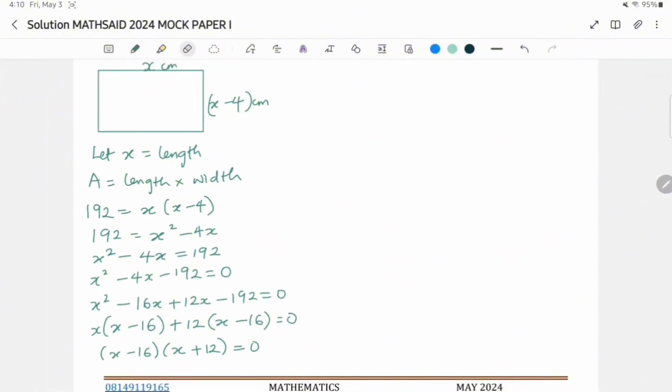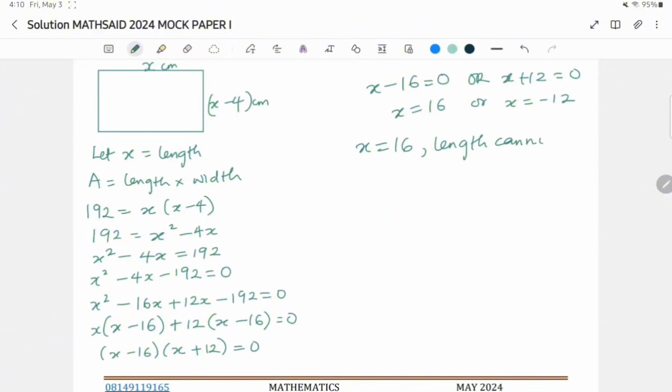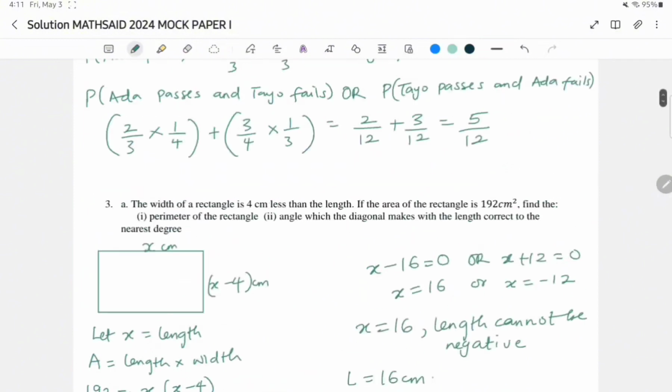So from here, we'll see that x minus 16 equals 0 or x plus 12 equals 0. That means x is 16 or x is negative 12. Since we represented x as length, and we know that we cannot have a negative value for length, that means x is 16. Length cannot be negative. So we are only going to work with the length, which is 16 centimeters. Now we can find the width, which is x minus 4.